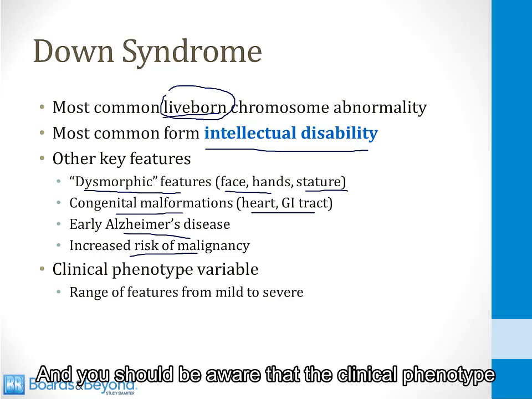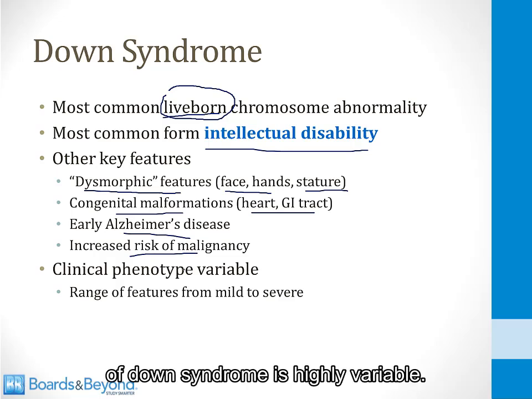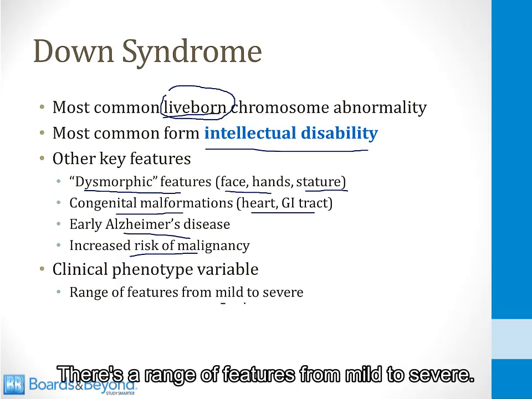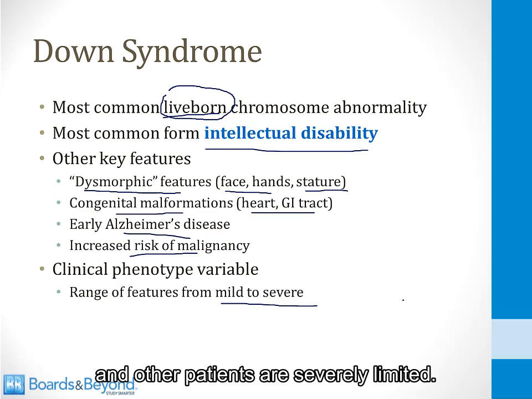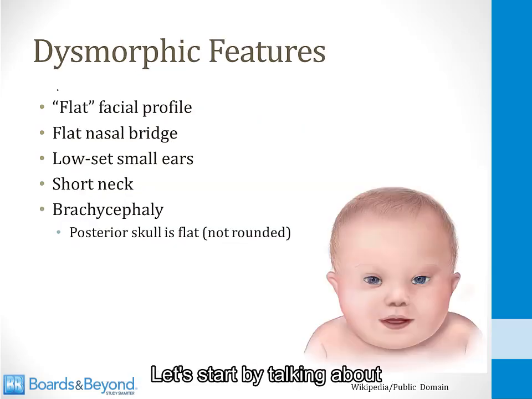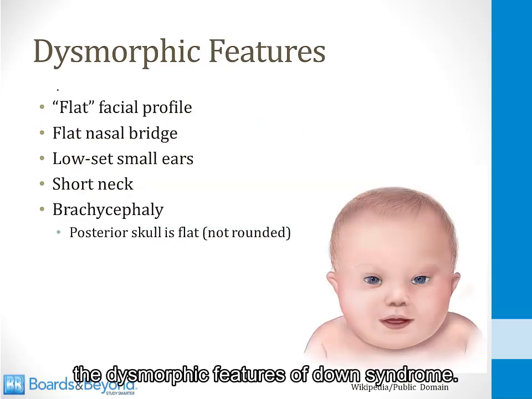And you should be aware that the clinical phenotype of Down syndrome is highly variable. There's a range of features from mild to severe. Some people with Down syndrome are highly functional and other patients are severely limited. Let's start by talking about the dysmorphic features of Down syndrome.